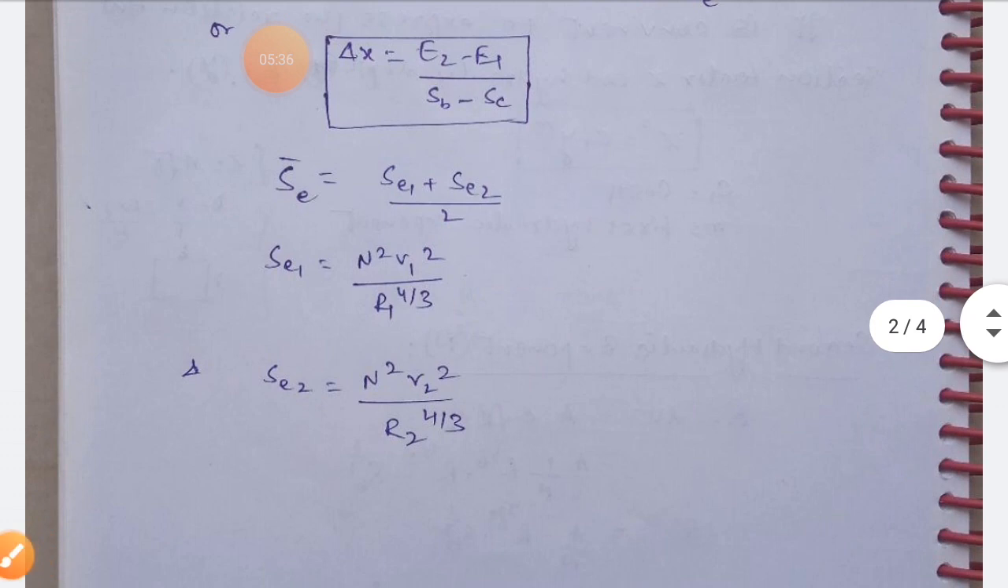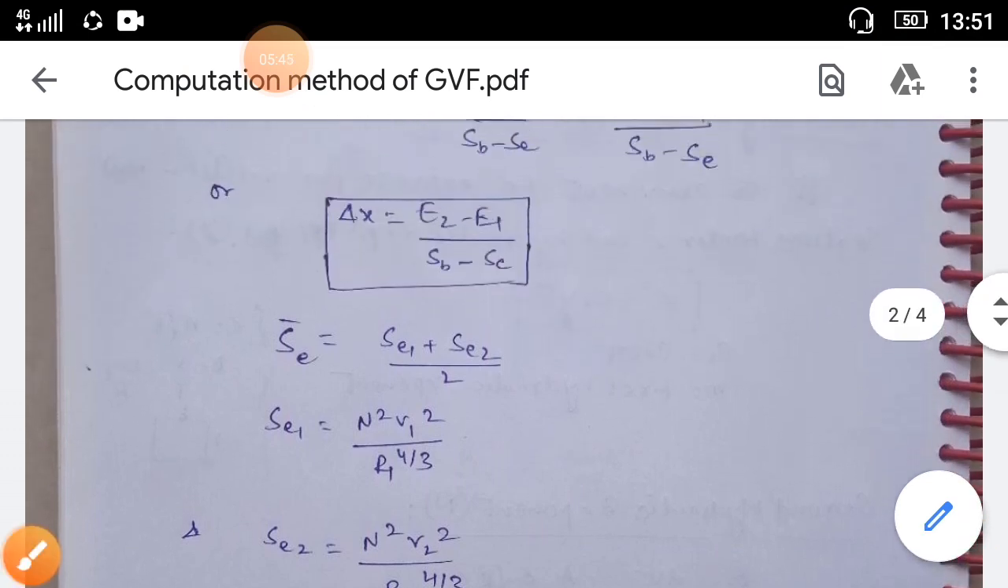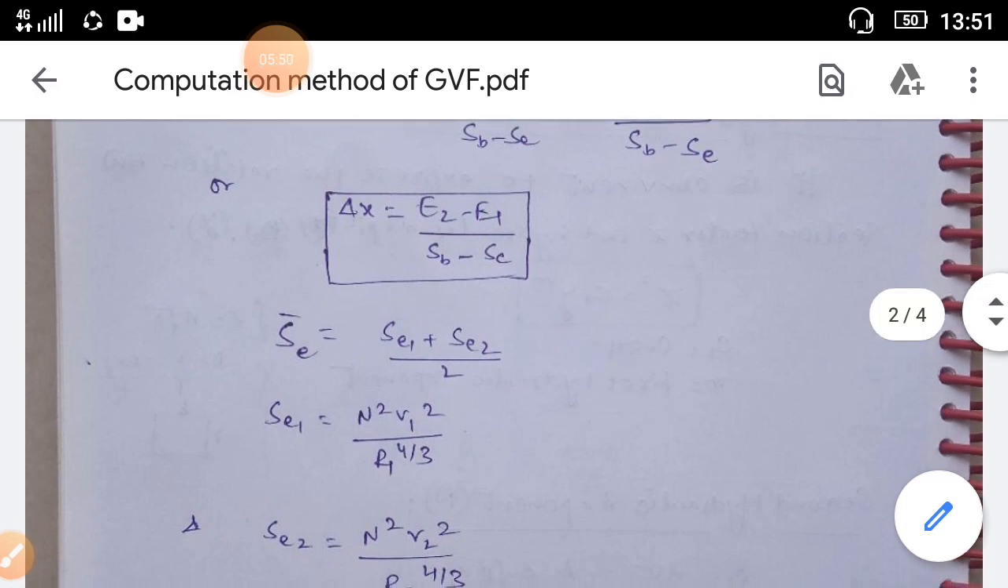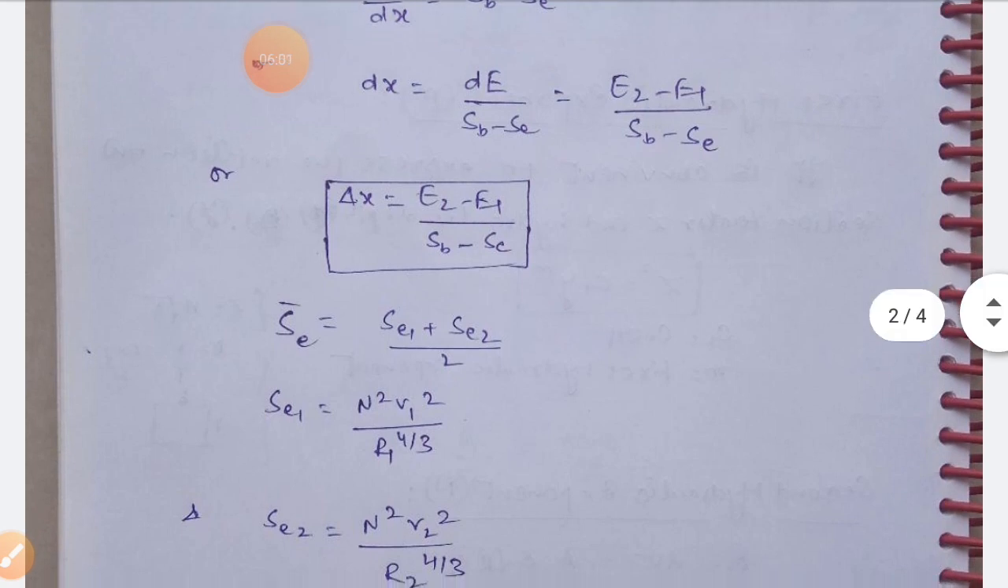So this is the direct step method, in which we can calculate delta x by calculating the values of E2 and E1 as well as the bed slope and energy slope. In case of energy slope, we consider the average, that is S_E bar is equal to S_E1 plus S_E2 by 2. This is the average energy slope, where S_E1 and S_E2 are already given. So this is our direct step method.